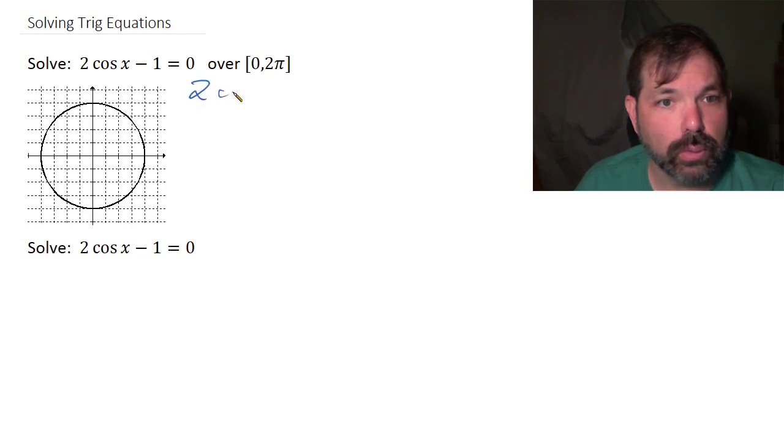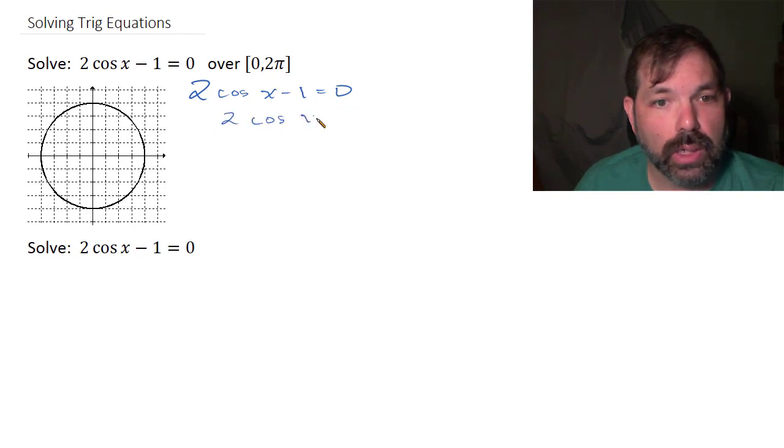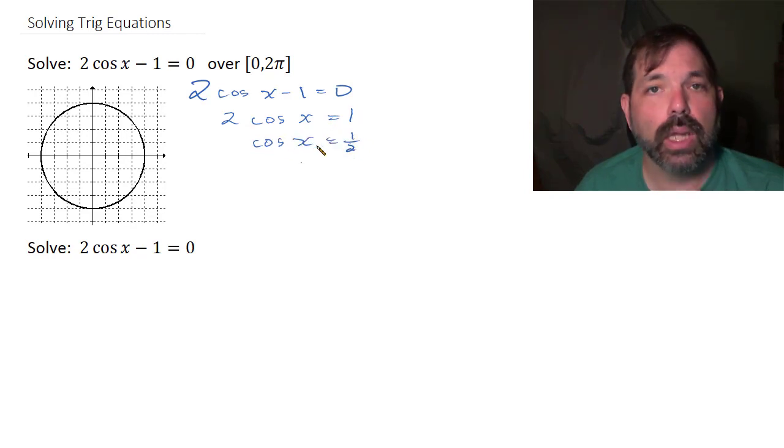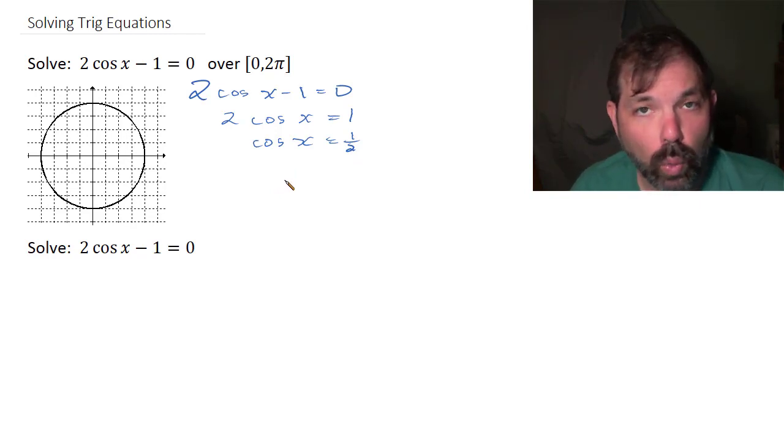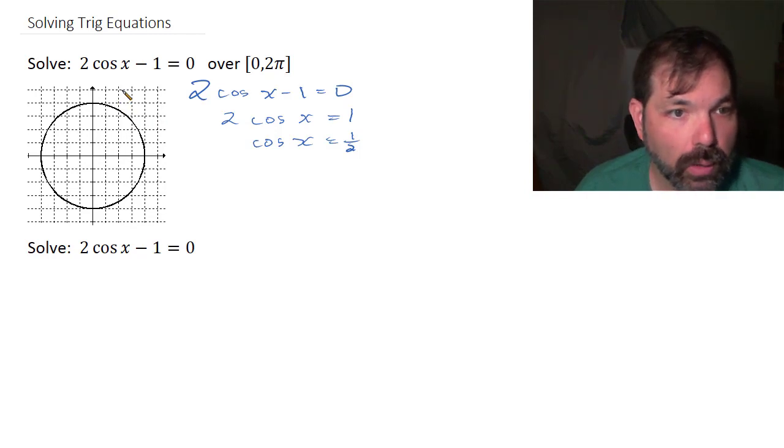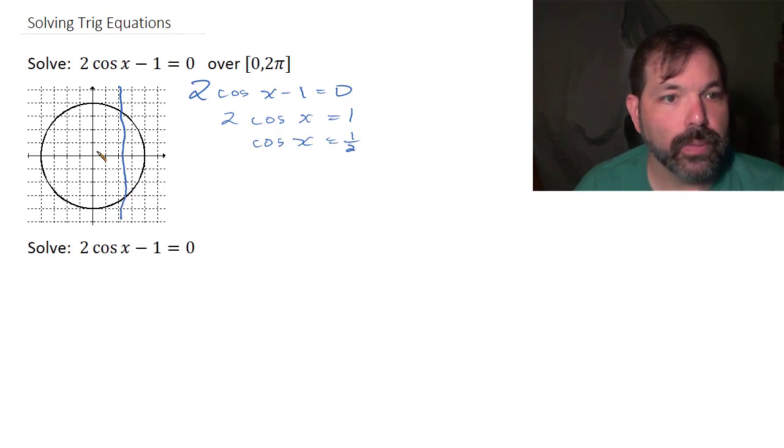All right, so if we have 2 cosine x minus 1 equals 0, we can add 1. So 2 cosine x equals 1 and divide by 2. So cosine x is 1/2. And now from here we have to use some trigonometry concepts. Well, the cosine is 1/2. If we remember, where's the cosine? That's the x coordinate. If the x coordinate is 1/2, that's poorly drawn.